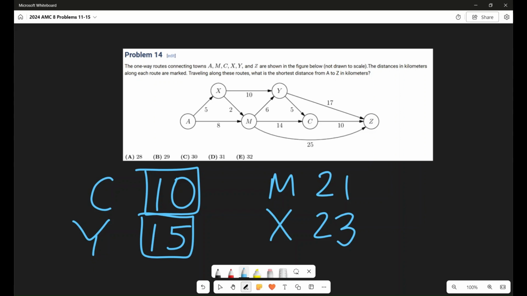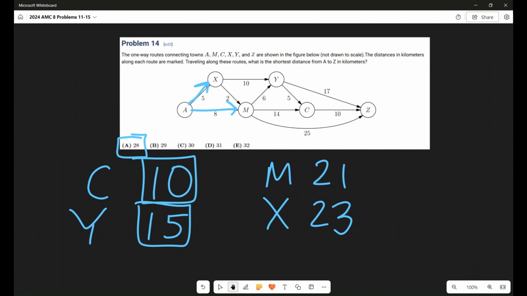Now, finally, we'll answer the question, what's the shortest distance from A to Z? So from A, you can either go to X or you can go to M. Now, if you go to M, that's 8 plus a path of 21, which has length 29. If you go to X, that's a path of length 5 plus a path of length 23, which gives you a shorter path of length 28.